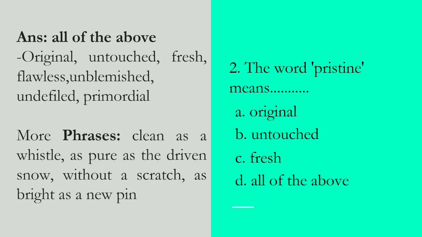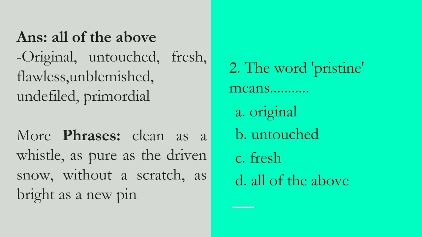Now the word pristine means original. You can see that in the third line itself, where the author Pico Iyer has explained the beauty of that place, that landscape, with the word pristine: original, untouched, fresh. All the above; pristine means original, untouched and fresh. Often we call mountain valleys which are untouched by human civilization like that. Look at other synonyms also: flawless, unblemished, undefiled, primordial, etc. And also just look at a few more phrases: clean as a whistle, as pure as the driven snow, without a scratch, as bright as a new pin.